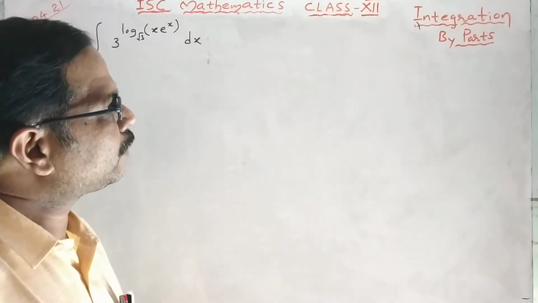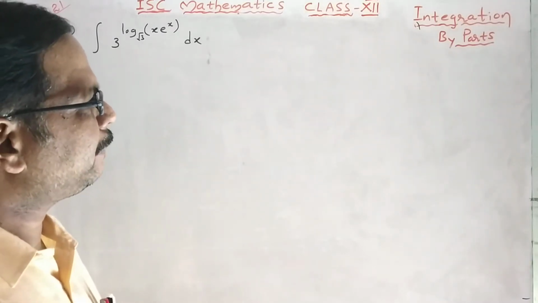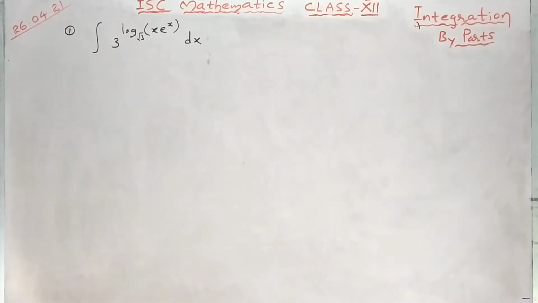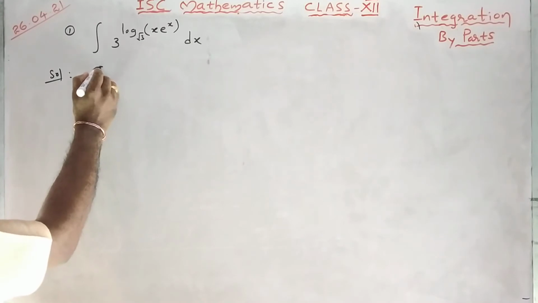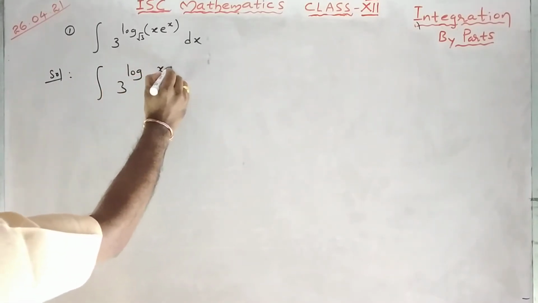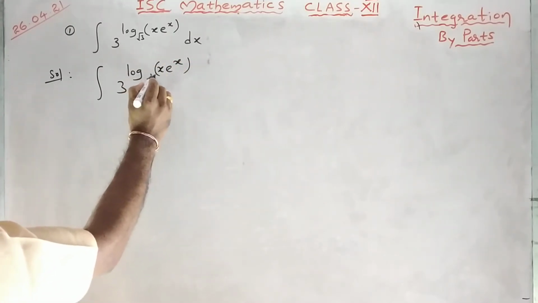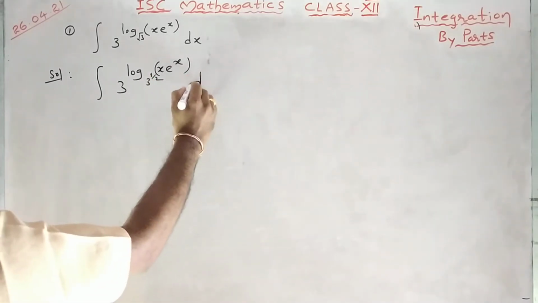Let us continue the problems of indefinite integration by parts topic. Look at this question: integral of 3 power log x, e power x, to the base root 3, dx. This can be written as 3 power log x e power x. This root 3 can be written as 3 power 1 by 2, right, dx.